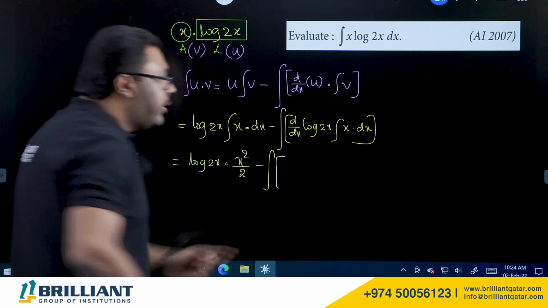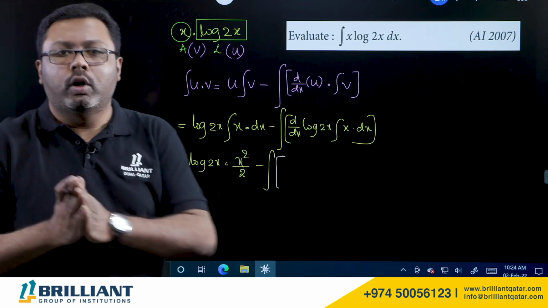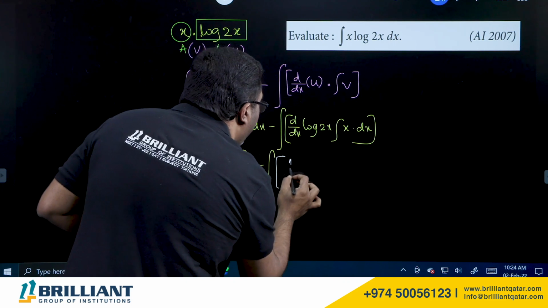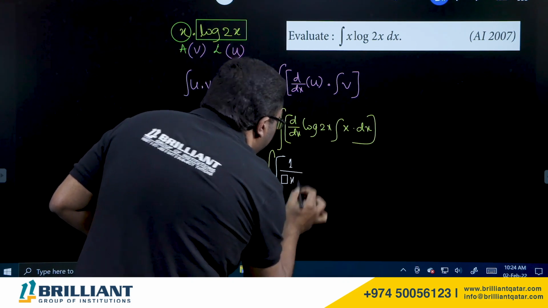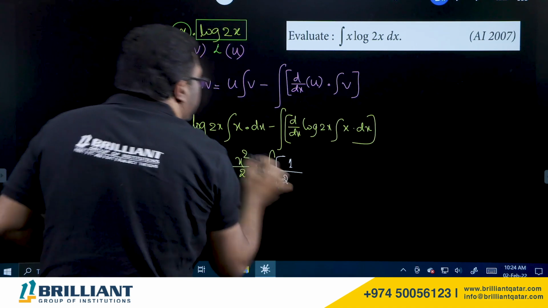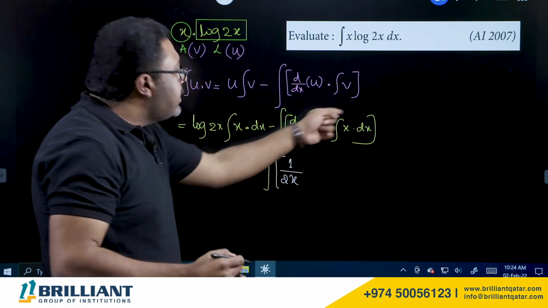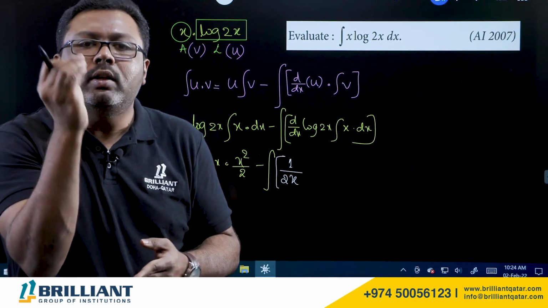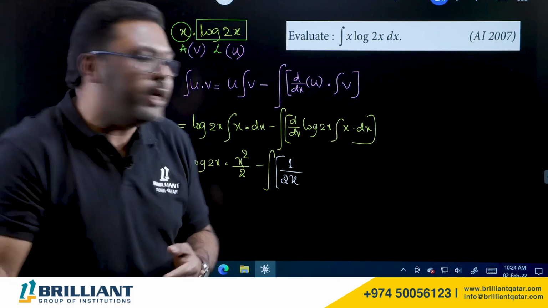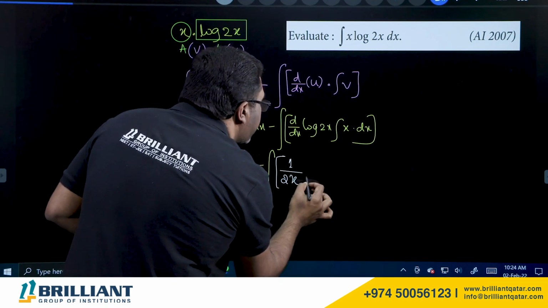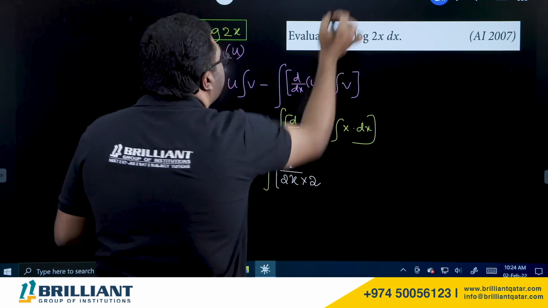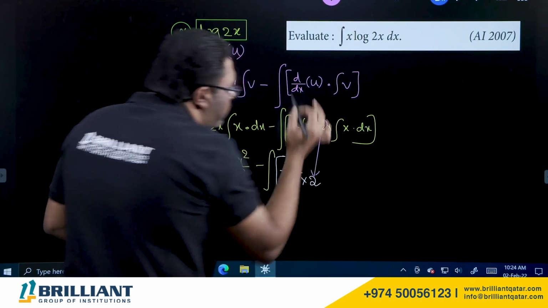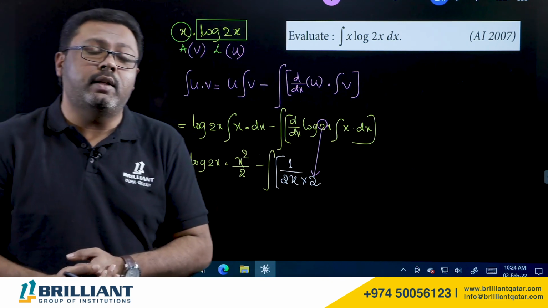What happens inside? The derivative of log. The derivative of a log function is 1 by the function. Okay, but we have learned that when your function is associated with a linear form, you have to take the coefficient of x in the denominator. So this is 1 by 2x, which is multiplied with 2. This 2 is the coefficient of x in the question.